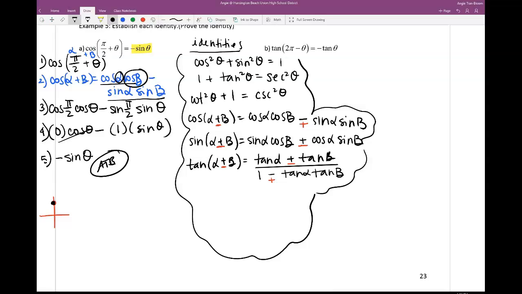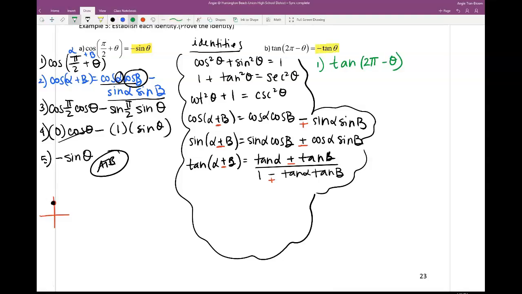Let's do B. I'm going to use different ink here so that it doesn't go crazy with my identities in the middle, okay? B, again, I'm going to pick tangent of 2 pi minus theta because that looks scarier. And look at the goal. I want to get to negative tangent, okay?